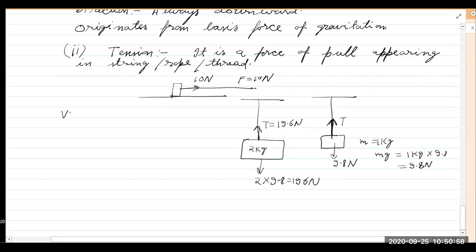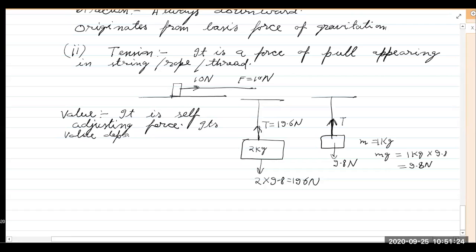So what we can write is, the value of tension is a self-adjusting force. What does it mean, self-adjusting force? Self-adjusting means its value will be adjusted on the basis of other forces. Its value depends on other forces acting on the string. Okay, this is one thing.